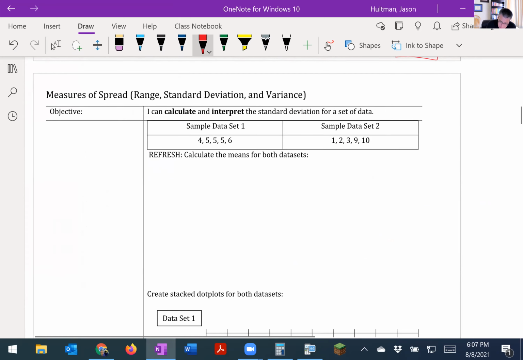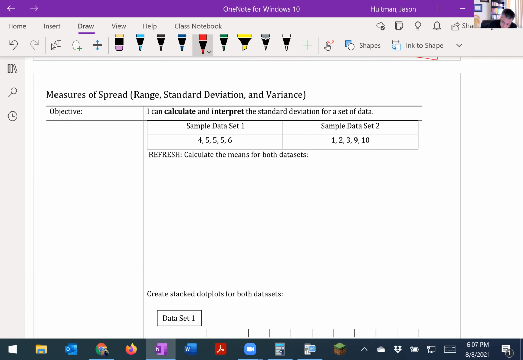Objective now is to talk about the range, the standard deviation, and the variance. Okay, range, standard deviation, and variance. So I can calculate and interpret the standard deviation. Okay, so the first thing we want to do on these data sets here is calculate the mean.